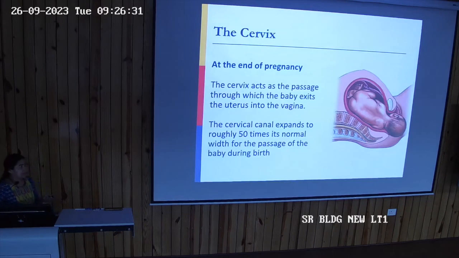What is the purpose of the cervix? There is an endocervix, there is an exocervix. This cervix is a continuation of the body of the uterus. So this helps as the passage for the birth of the baby. This is called the cervical canal.